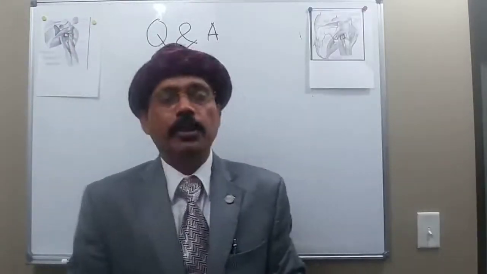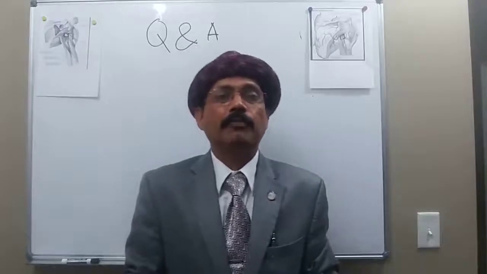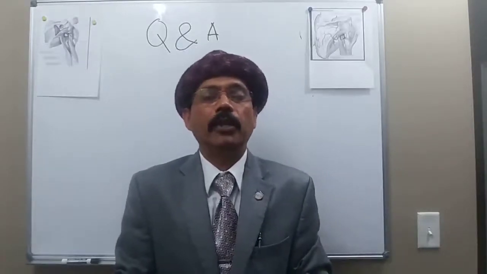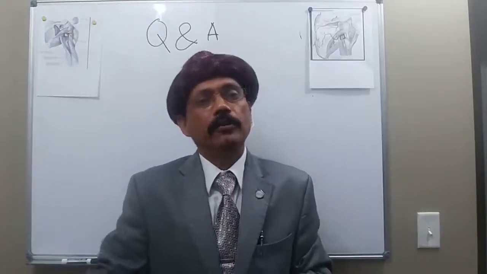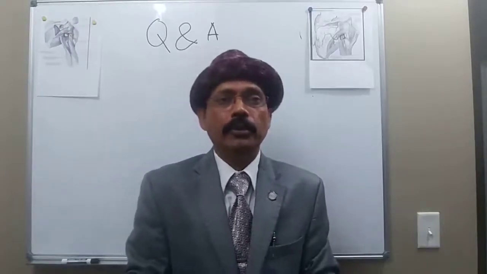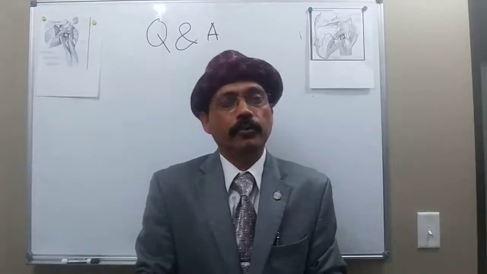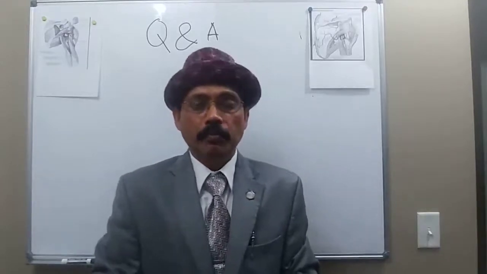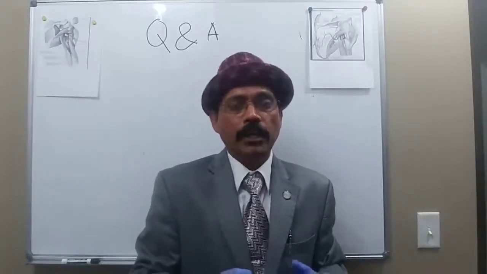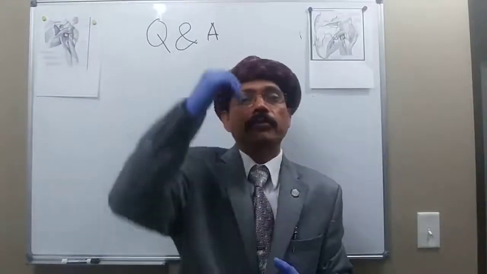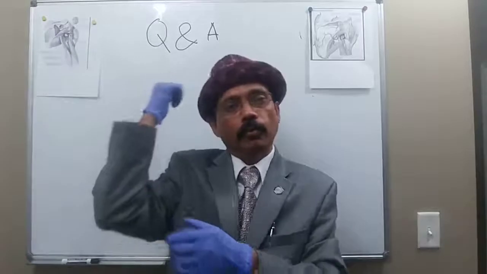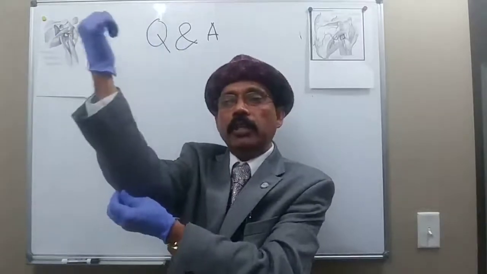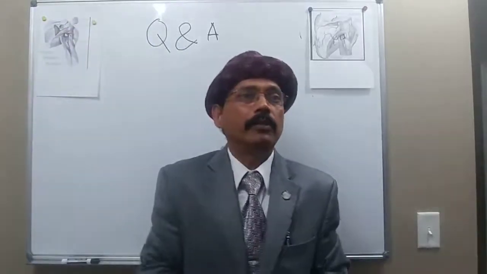What is the action of triceps brachii? Triceps brachii is an extensor of the elbow joint. Okay, it also stabilizes the shoulder joint. It prevents dislocation of shoulder joint. This is a mild adductor, additional muscle, but its chief action is extension of the elbow joint. We'll always pull the insertion towards the origin, then we'll get the movement.